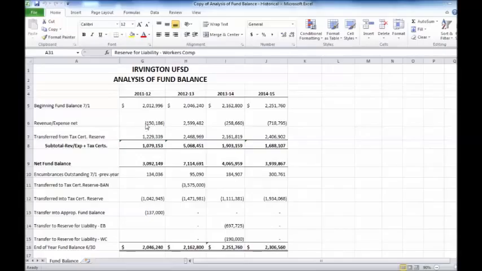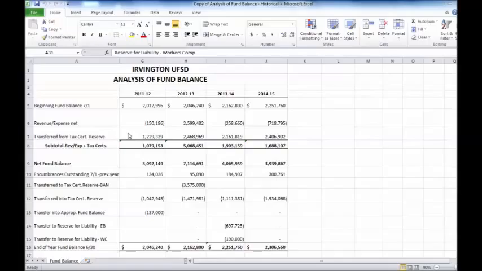You will notice on the second line the revenue and expense. That is a net amount. So for that year we expended $150,000 more than we took in. However, if you'll notice the next line down, transferred from tax certiorari reserve. That is money that was transferred in to cover the expenses for tax cert settlements. The state of New York mandates that you cannot pay tax settlements for prior years from a tax cert reserve. It must go through general fund.